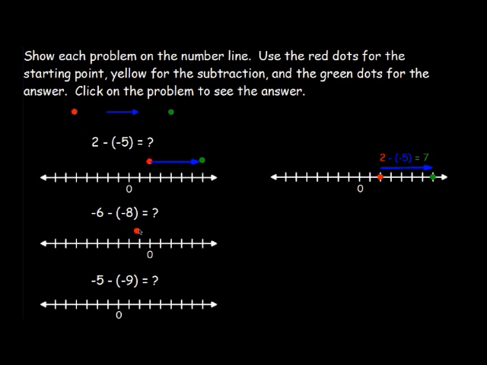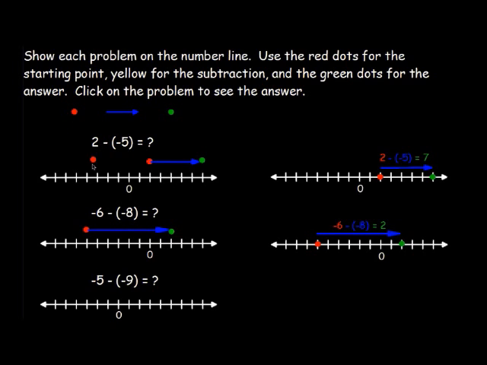Alright, this one's starting at negative 6. 1, 2, 3, 4, 5, 6. Bring our arrow down. So I'm going to the right 8, so 1, 2, 3, 4, 5, 6, 7, 8. Let's go ahead and stretch my arrow out. So that looks like it's going to be a positive 2.